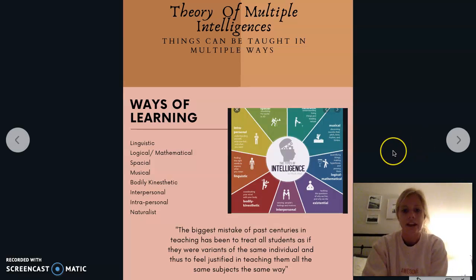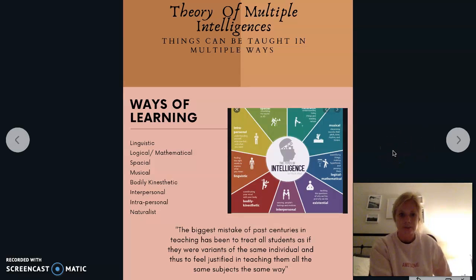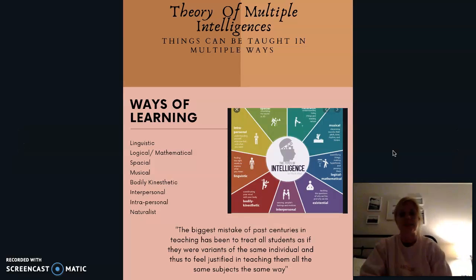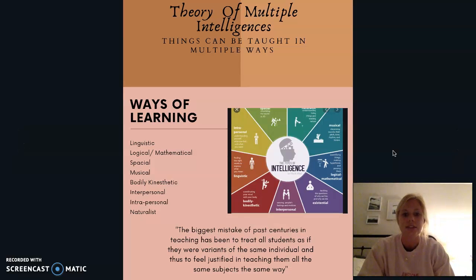And then I have a quote here by Howard Gardner saying the biggest mistake of past centuries in teaching has been to treat all students as if they're a variance of the same individual, thus feeling justified in teaching them all the same subjects in the same way. So we know that students learn in different ways, and something that might be helpful for one student might actually not be helpful for another student. As teachers, it's important to understand our learners and give them activities that allow them to learn in the best way possible.